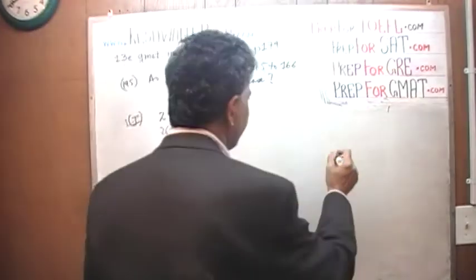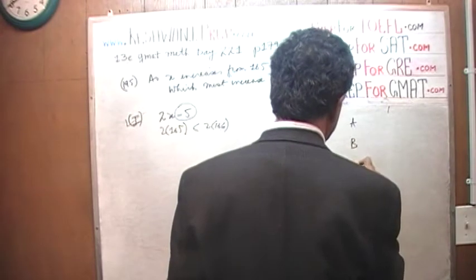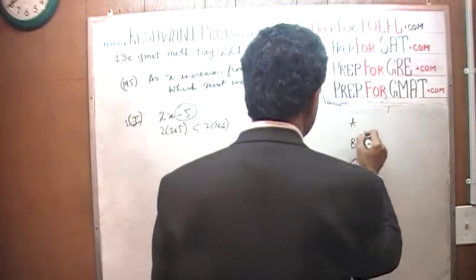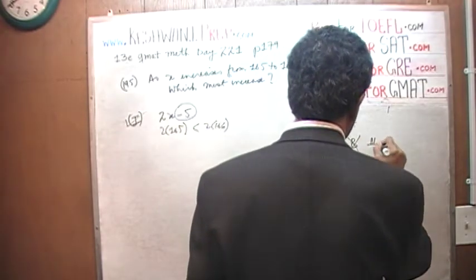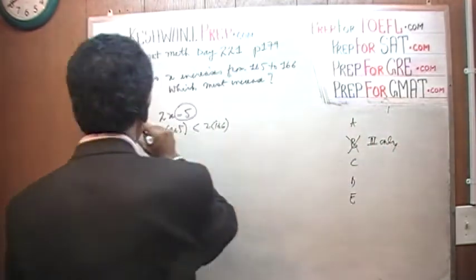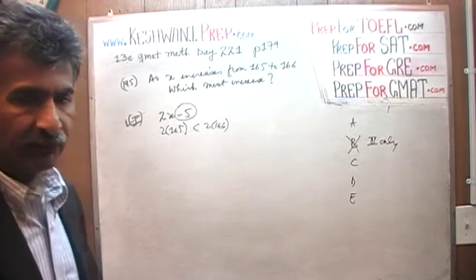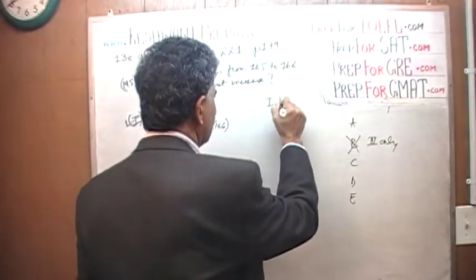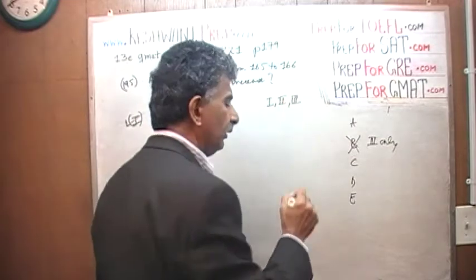Let's look at the answer choices, A, B, C, D and E. Answer choice B says 3 only. That's wrong, because we just found out that statement 1 works. This is how you should do 1, 2, 3 questions. I call these 1, 2, 3 questions.